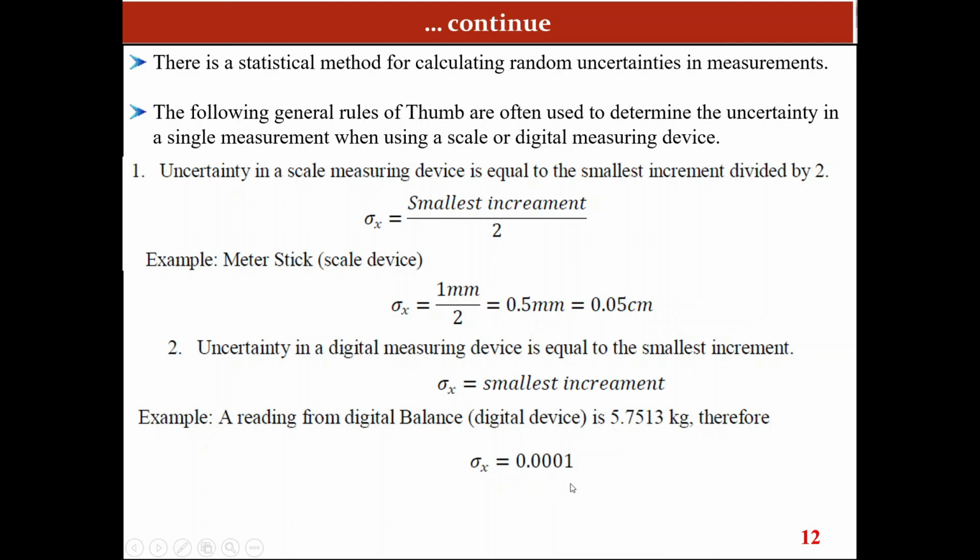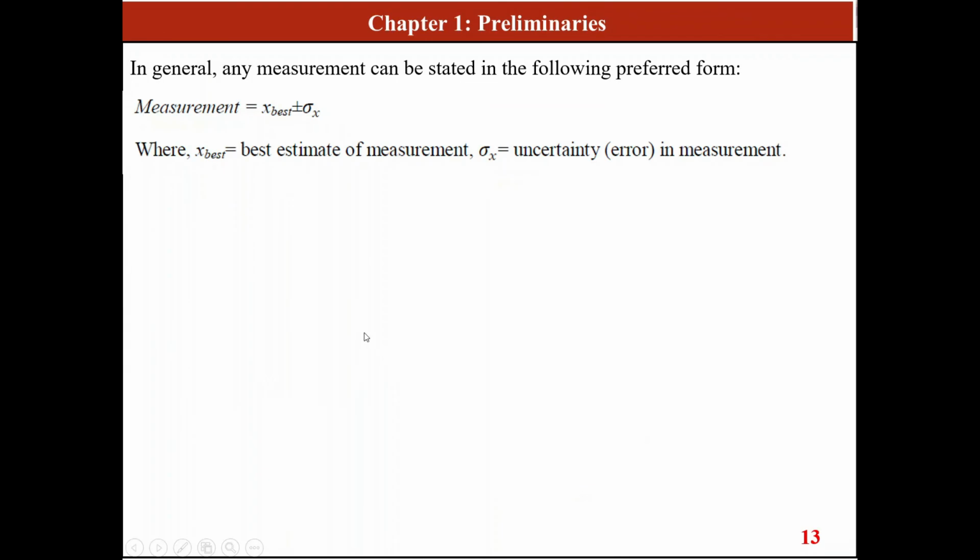So in general, any measurement can be stated in the following preferred form, that is, measurement is equal to the best measurement plus or minus the uncertainty. So this is the best estimate of the measurement plus the uncertainty.